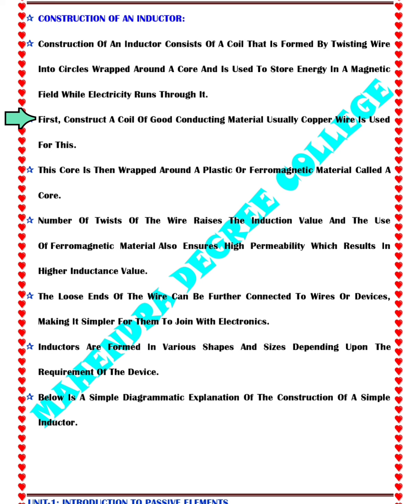The final explanation: to make an inductor, you start by winding a coil using a good conductor like copper wire, because it allows electric current to flow efficiently and helps form a strong magnetic field.